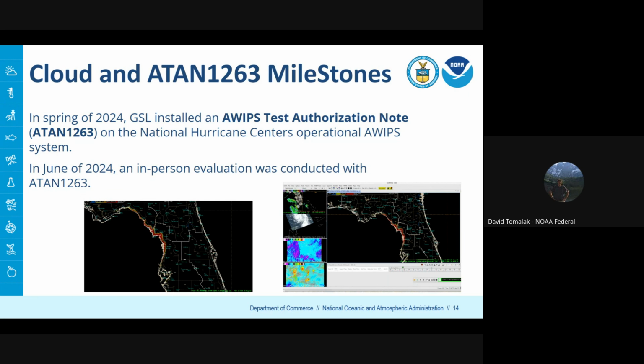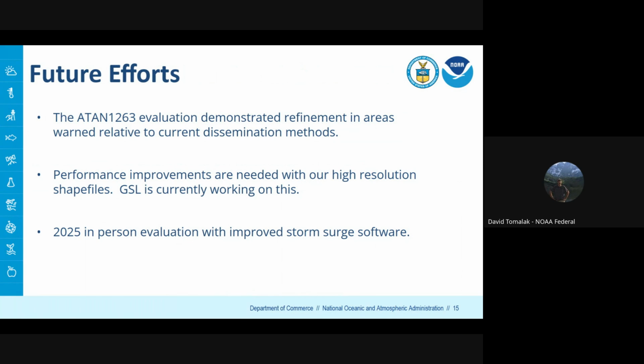So we started in the cloud, then we moved onto the operational system for the Hurricane Center. And then why don't we click on the next slide just to see our future efforts.